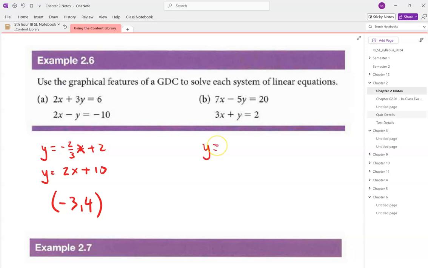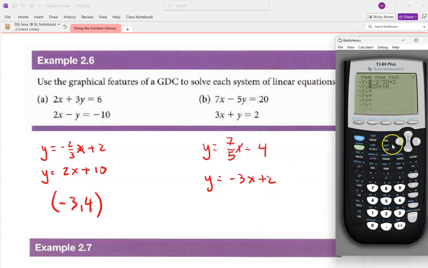Let's do the next one. So I'm going to have 7/5 x - 4 and then -3x + 2. So again, just do it the exact same way.